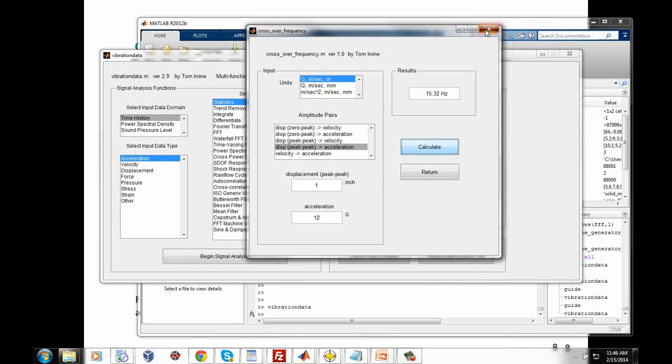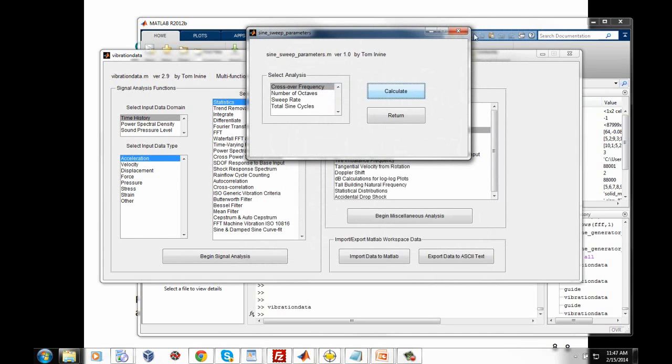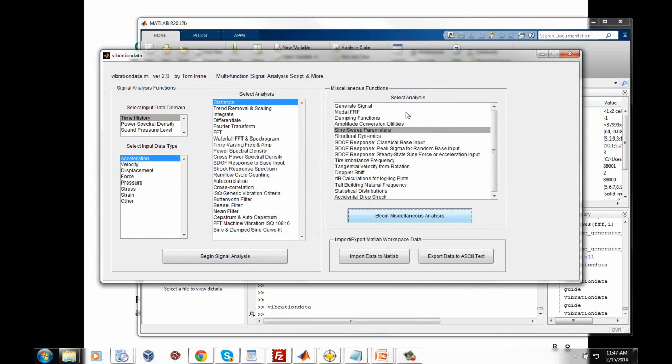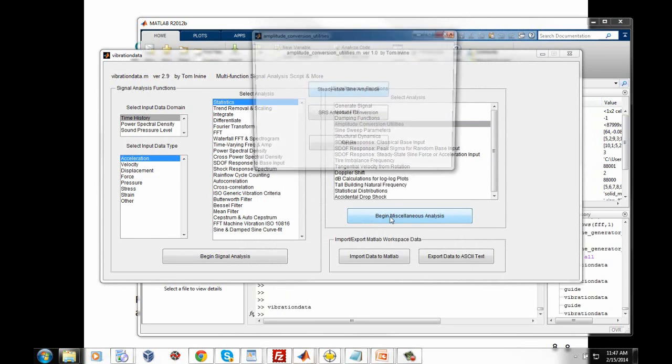And in a minute or two, I'll go back to the chart and show you that. There's one other thing I want to take a look at while we're here. Let's go to our miscellaneous functions, and we can go to amplitude conversion utilities.